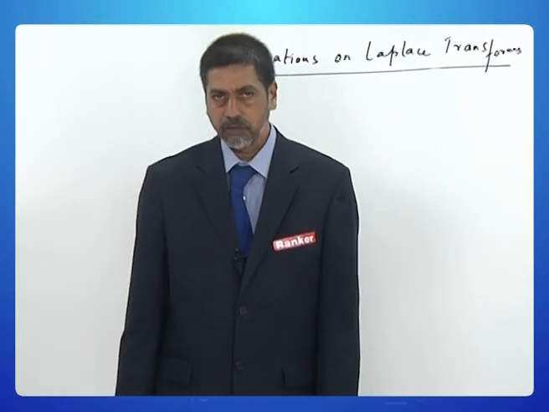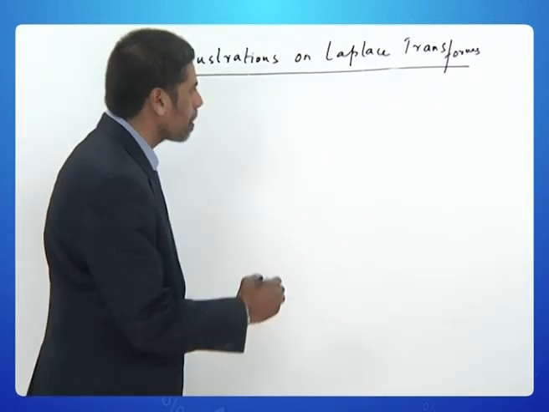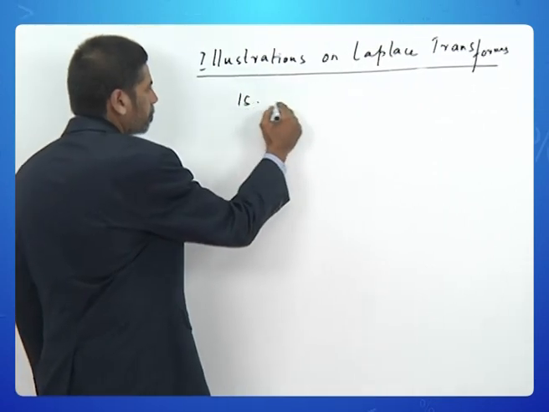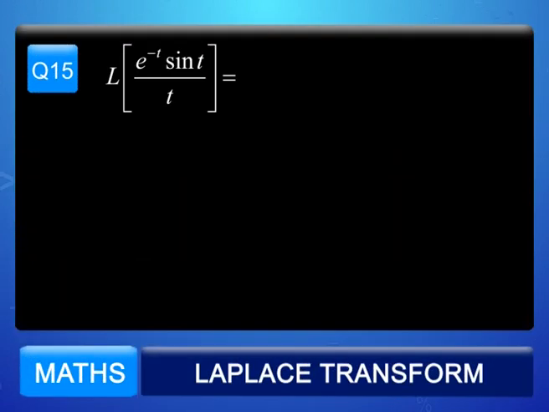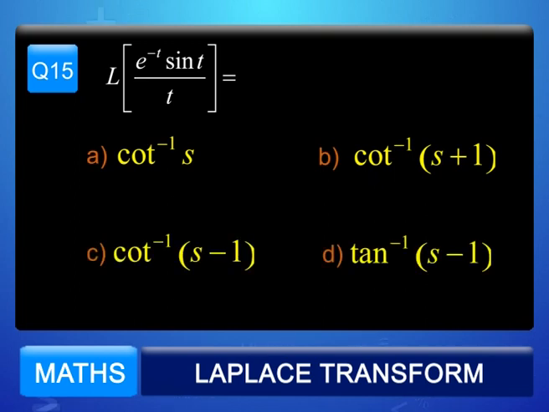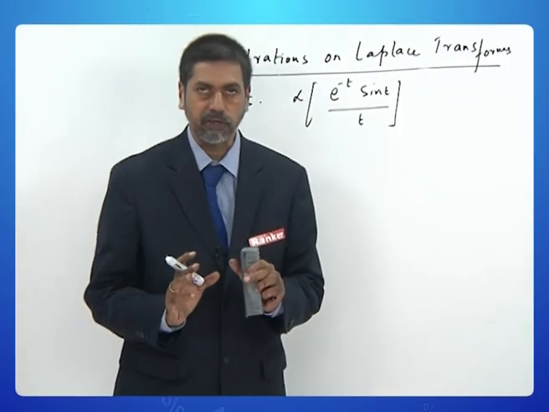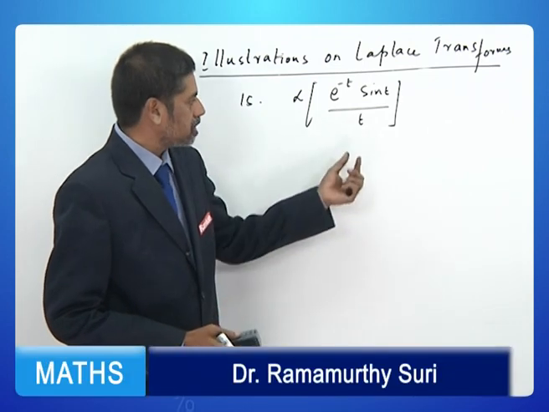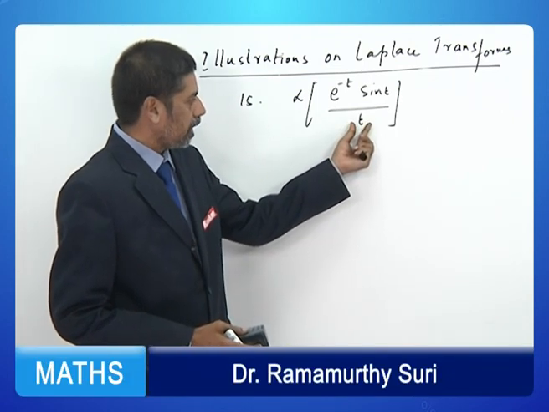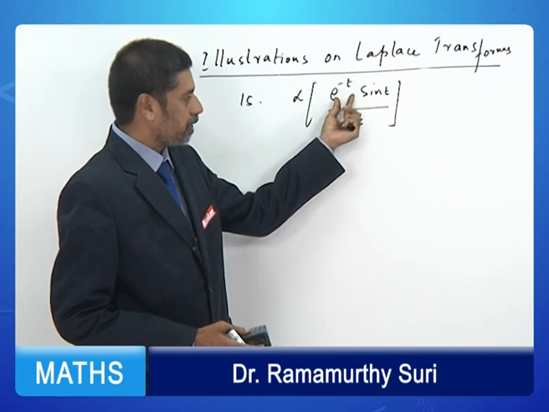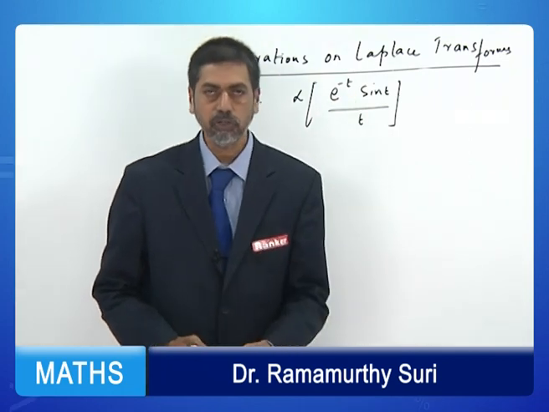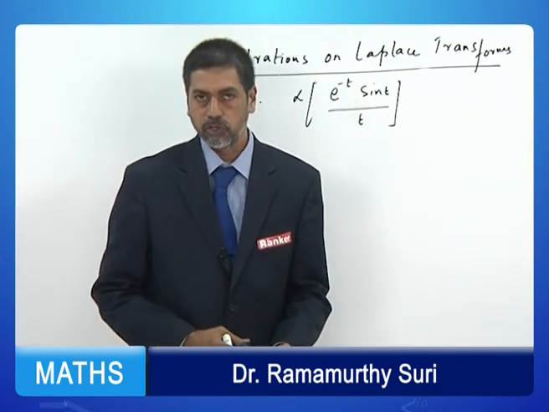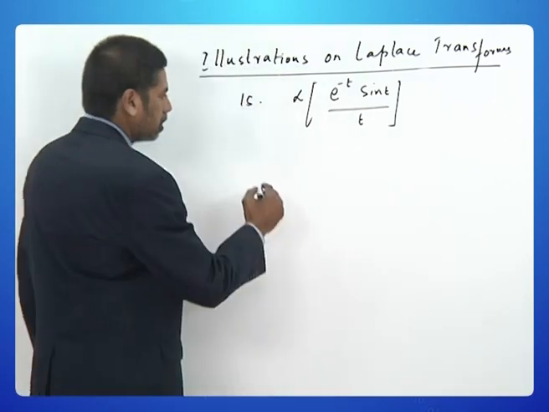The 15th question, the problem is, now if you observe this problem carefully, two properties are involved. One property is division by t, and because you are multiplying with an exponent, the first shifting theorem is also involved. So what do we do, right?